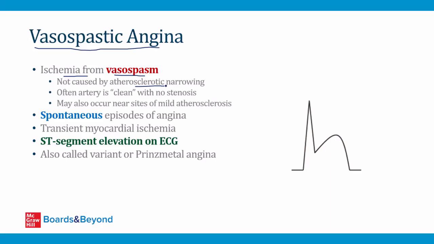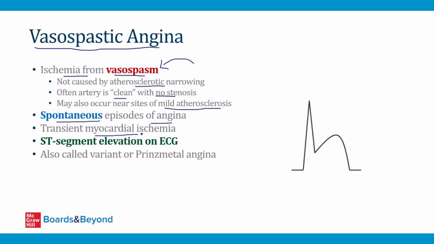In fact, when angiograms are done on patients with vasospastic angina, often the coronary arteries are clean with no stenosis at all. In some other cases, the spasm is occurring near sites of mild atherosclerosis, but not the 75% obstruction that we talked about for stable angina. The hallmark of this condition is spontaneous episodes of angina. So the coronary arteries or their branches will suddenly, spontaneously vasospasm, causing chest pain that's unrelated to exertion or any other activity. This leads to transient myocardial ischemia.